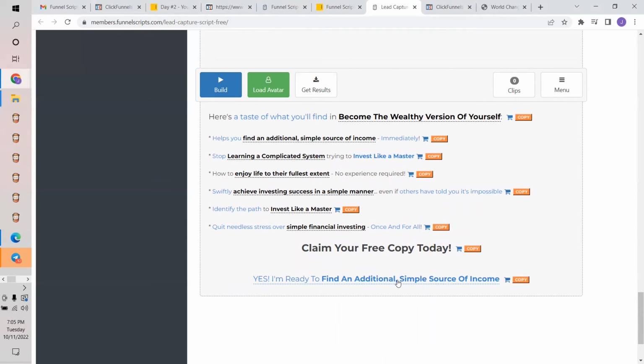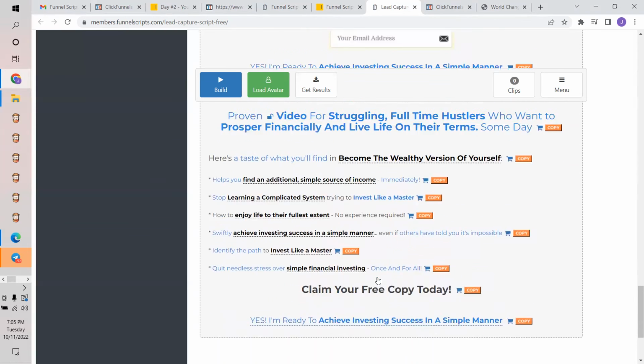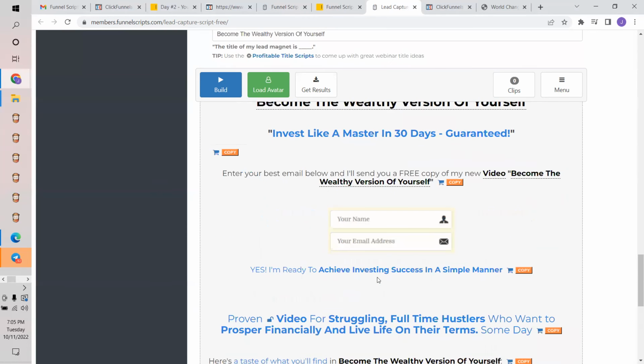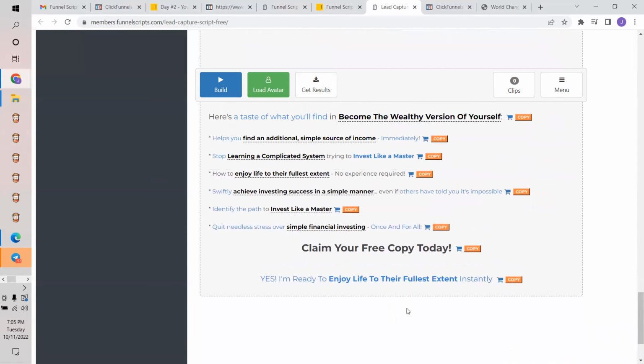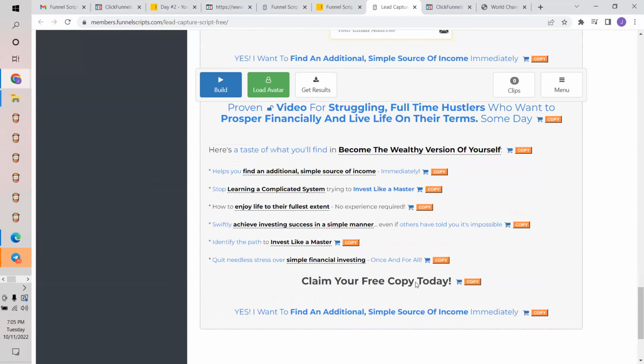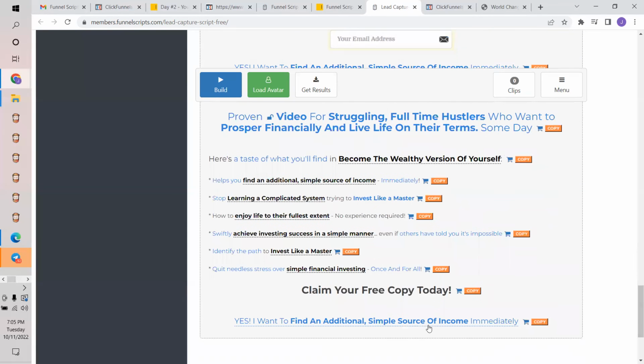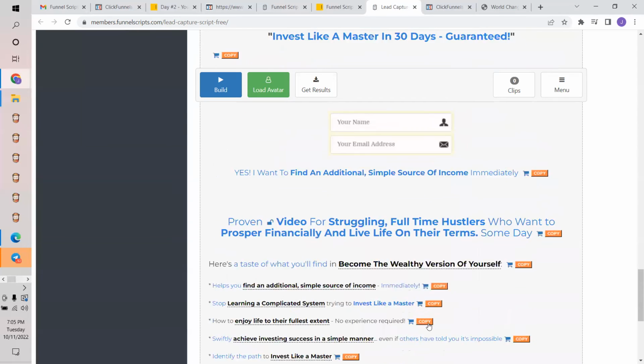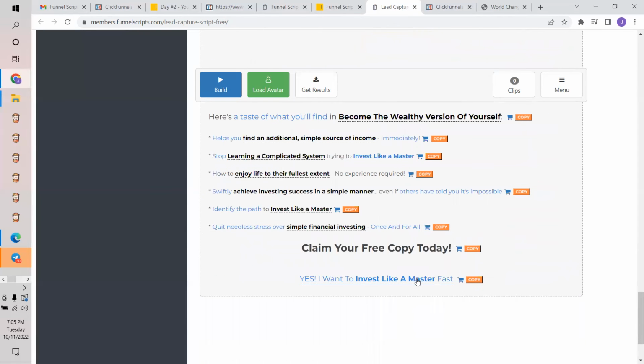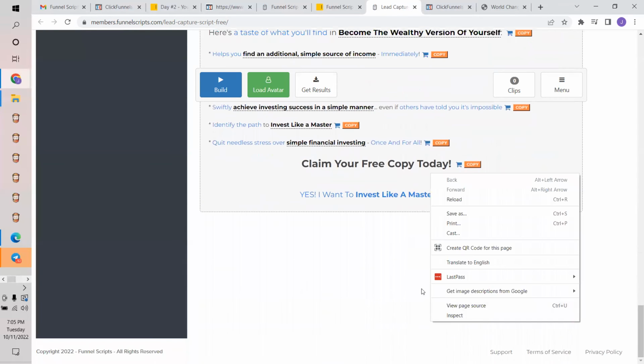Yes, I'm ready to find an additional source of income. Yes, I'm ready to achieve investing success in a simple manner. I already have that. Yes, I'm ready to enjoy life to their fullest extent immediately. Yes, I want to find an additional simple source of income immediately. Already have that. Yes, I want to invest like a master fast.